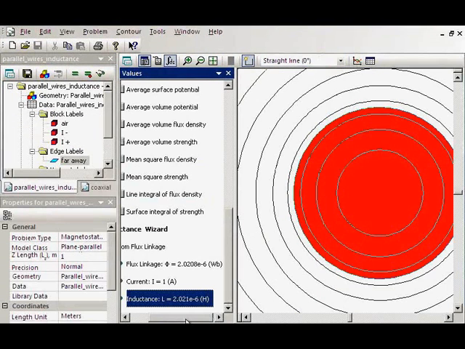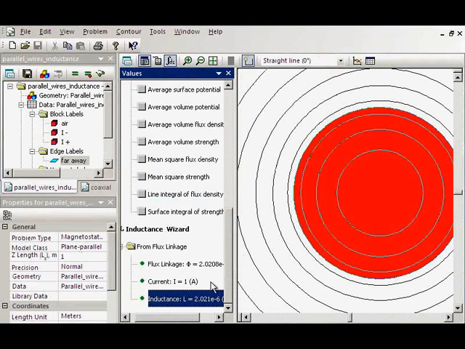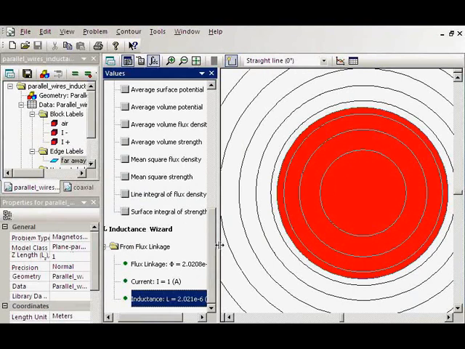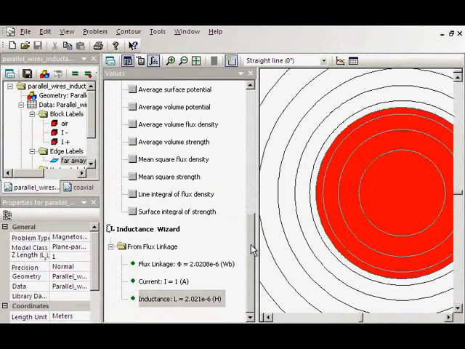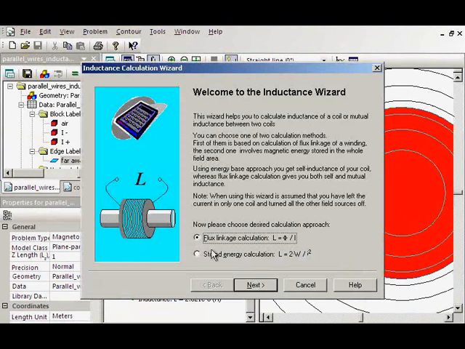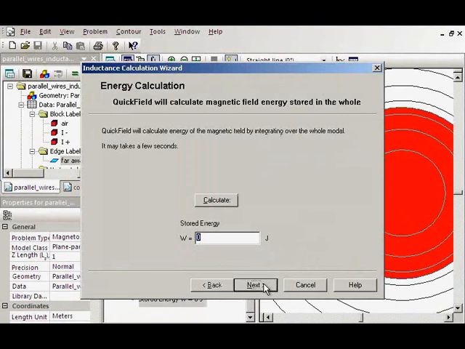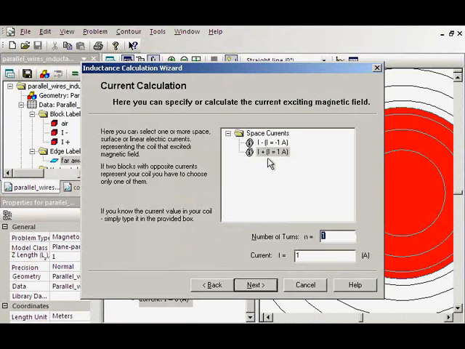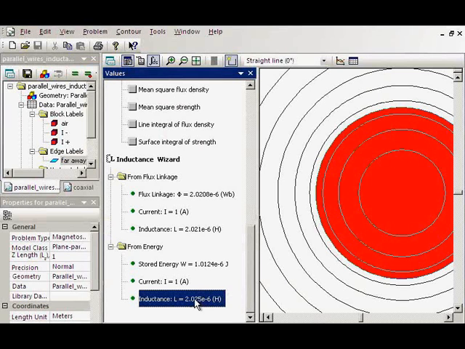The inductance wizard has the second approach based on the magnetic field energy calculation. Let's try to calculate the inductance through the magnetic field energy. I press the button to calculate the magnetic field energy, then I choose the current, and QuickField gives me the inductance value.